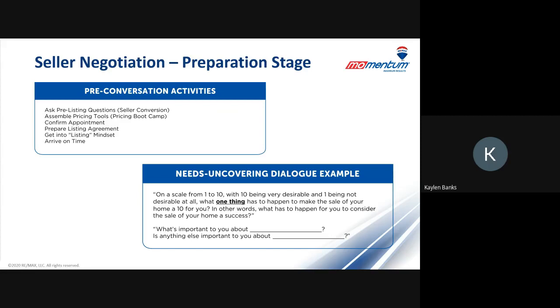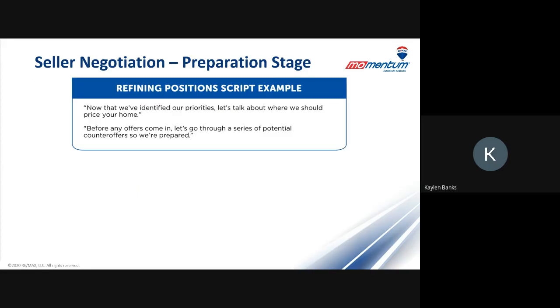You can also consider questions like, what's important to you about whatever they clarify as being that 10 or that 10 plus plus? Asking that can uncover a little more information. Or maybe something like, is there anything else that's important to you? Make sure you're prioritizing those seller needs for this preparation stage. And after you prioritize them and get that sense, then you're going to refine the position again.